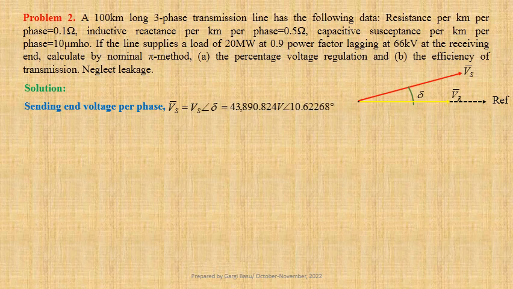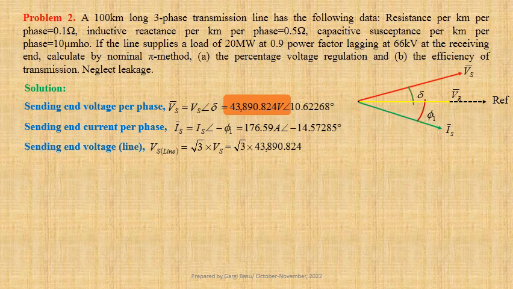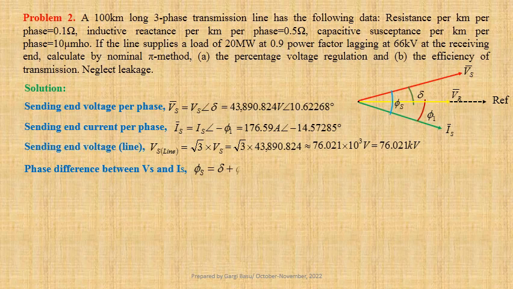We have computed sending end voltage per phase Vs equals Vs at an angle delta equals 43,890.824 volt at an angle 10.62268 degree, and sending end current per phase Is equals Is at an angle minus phi 1 equals 176.59 ampere at an angle minus 14.57285 degree. For star connected system, line to line sending end voltage Vs line equals root 3 times Vs, that is equal to root 3 into 43,890.824, which is approximately equal to 76.021 into 10 to the power 3 volts or 76.021 kilovolt.